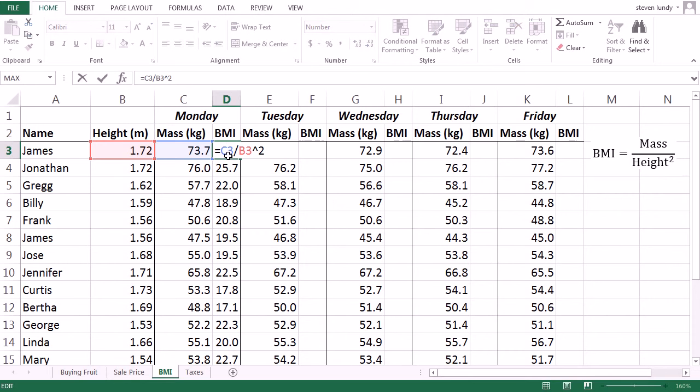We can't use a full absolute cell reference in this case because we need to use different heights for different students. We just want the reference to stay in the same column, but have the rows change as we go down. To do this, we only put a $ sign in front of the B that represents the column.